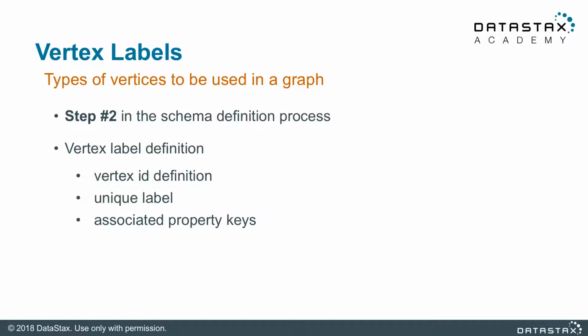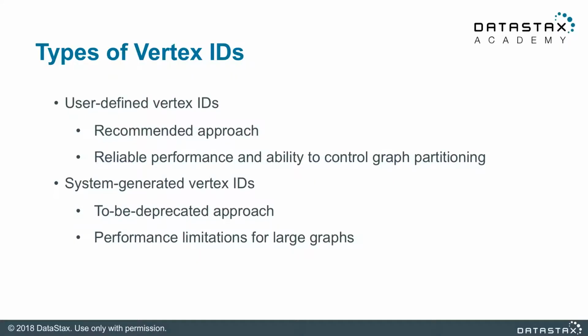Defining vertex labels is the second step in the schema definition process. They contain the Vertex ID definition, a unique label, as well as the associated property keys we already defined in step 1. Thinking about the Vertex ID is really important. There are two types of Vertex IDs in DSE Graph, user-defined IDs and system-generated IDs. User-defined Vertex IDs are the recommended approach as they are much more performant and give the user the ability to control graph partitioning. System-generated Vertex IDs are to be deprecated and have performance limitations with larger graphs.